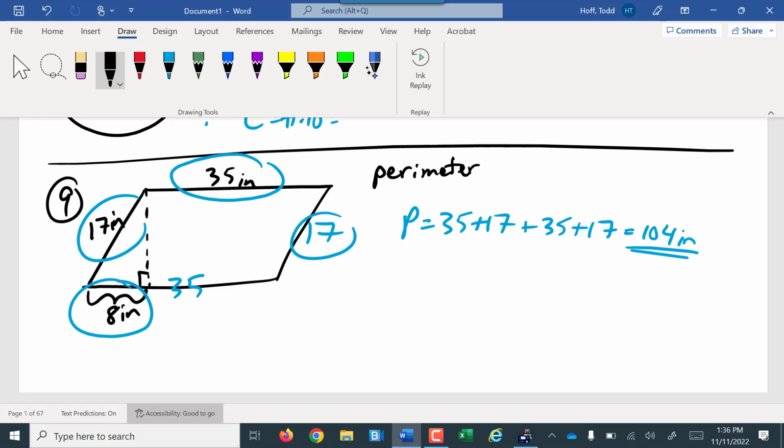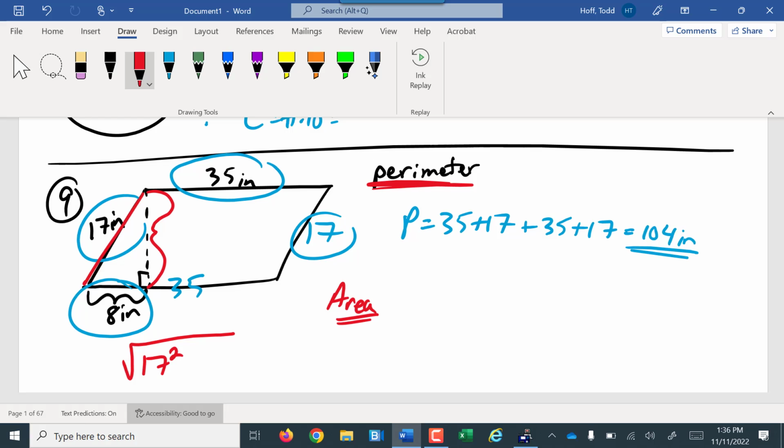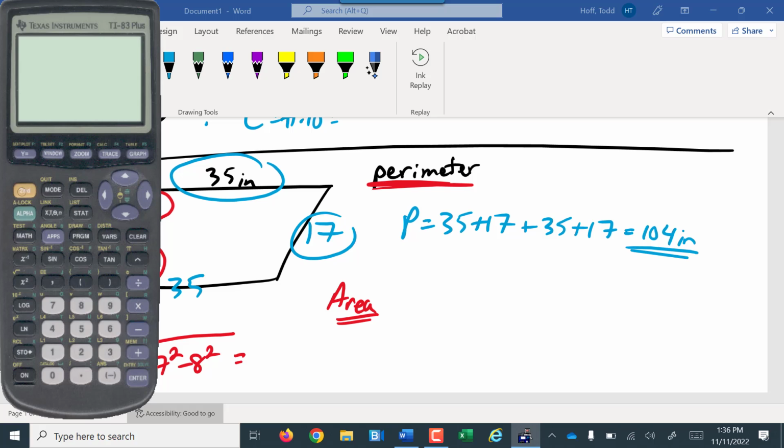Where that would come into play is if instead of perimeter, I was asking for area. So if I was asking for the area of this, we would need to know this height right here. To get that height, we have to use our a squared plus b squared equals c squared. But we have the hypotenuse, so we're subtracting. So it'll be the square root of 17 squared minus 8 squared. If you do that on the calculator, it's going to give you 15.